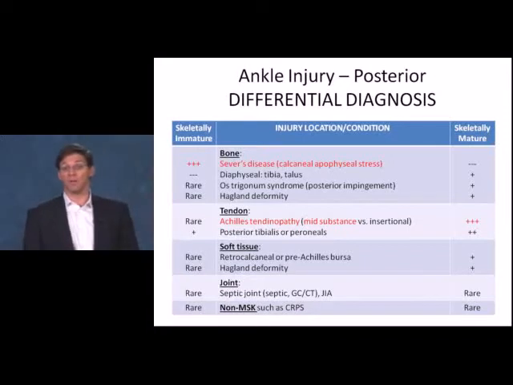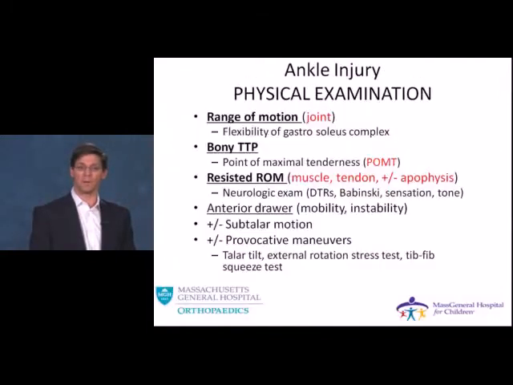When we have a skeletally mature athlete, then the consideration for Achilles tendinopathy is much more frequent. There are surrounding anatomical structures to consider, including retrocalcaneal and pre-Achilles bursa, Haglund deformity, but in our ballet dancers, possibly os trigonum syndrome or posterior impingement.